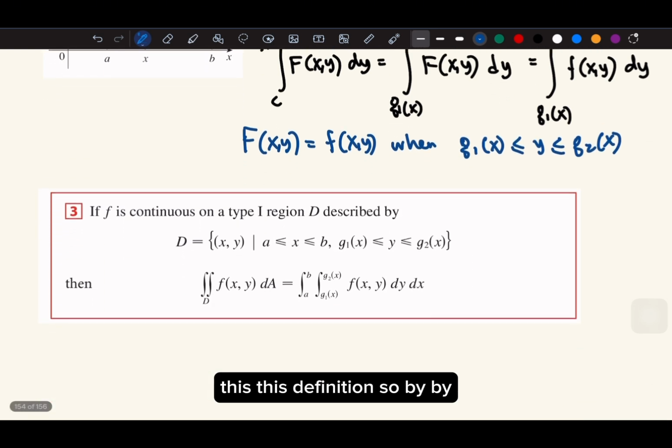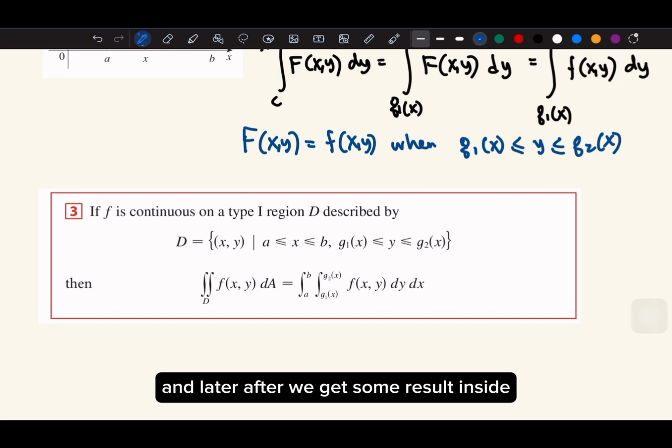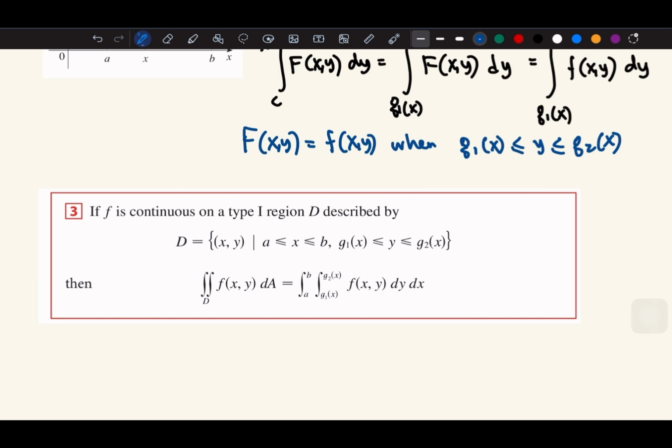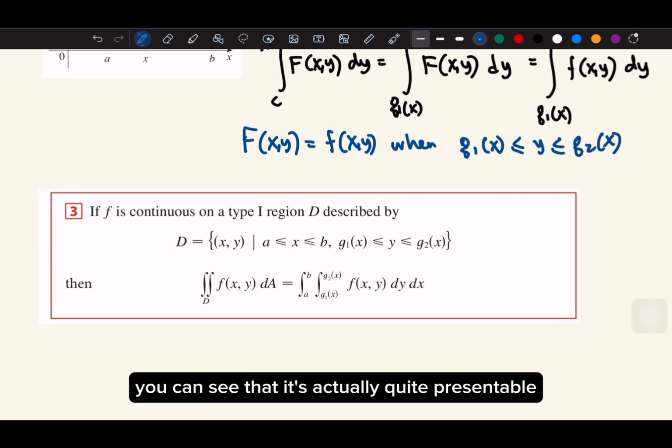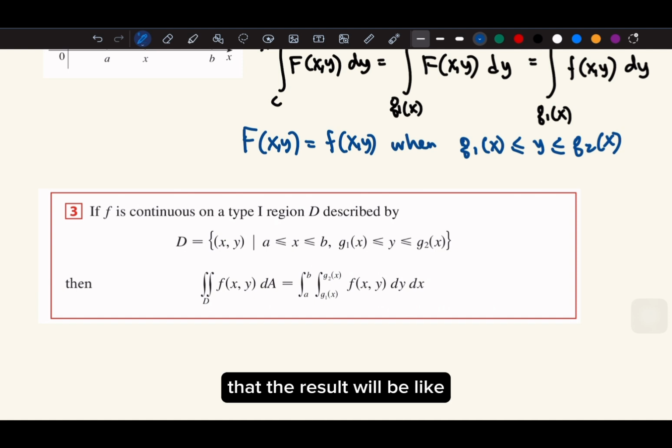So by taking this, as I mentioned, we can start from dy first, and later after we get some result inside, we integrate one more time with a constant. By this order, you can see that it's actually quite reasonable, and we are going to get a better result. Right? We are going to get there.